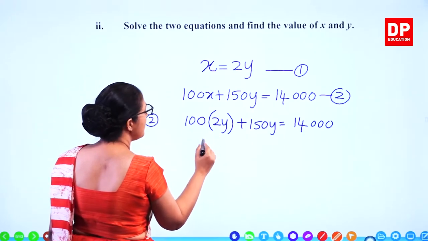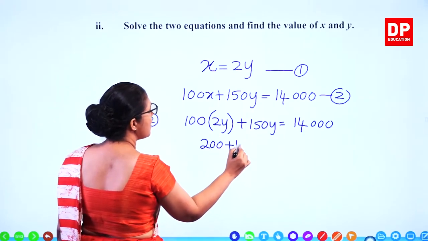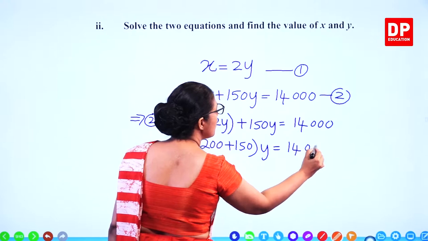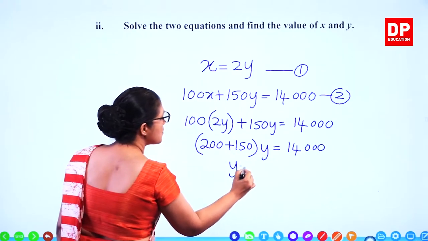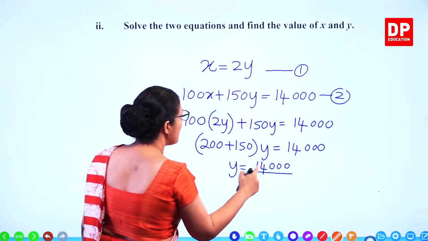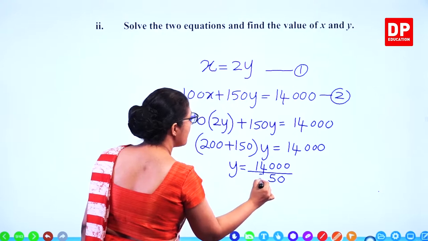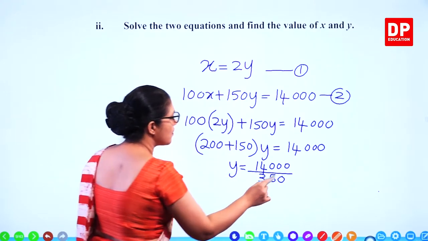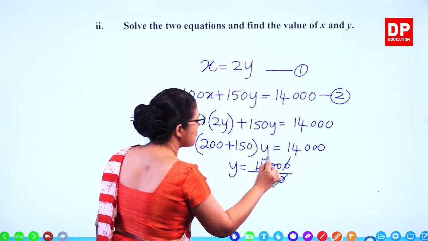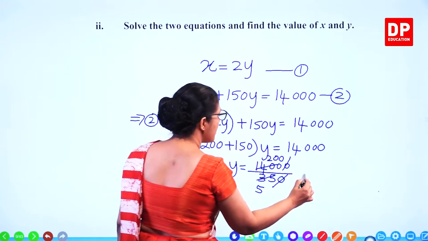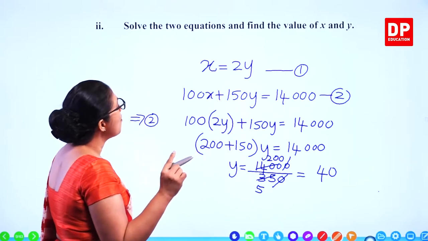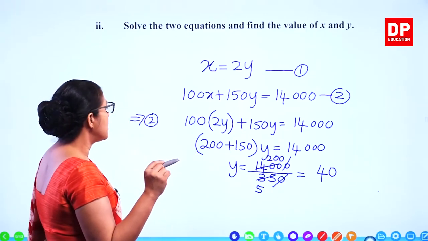2 times 100, 200. 200 plus 150, Y equals 14,000. And what's Y? Y becomes 14,000 divided by 200 plus 150, which is 350. So the 0 gets cancelled out. 7 times 5, 7 times 200. 200 divided by 5, that's 40. So Y means the number of adults. So 40 adults are there.